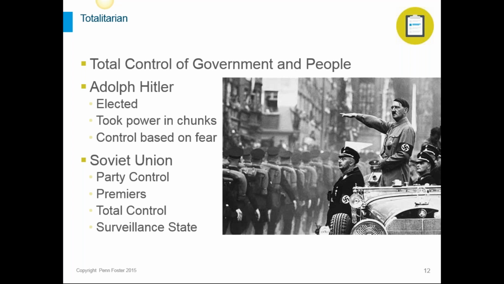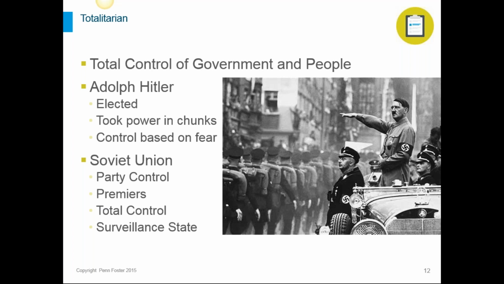And again, this has total control, and leaders or premiers like Joseph Stalin really established a surveillance state in which everyone feared being watched, and everyone who became an opponent of Stalin would be watched and then would eventually disappear, would be put into labor camps, would be killed by Stalin and his men. A great amount of fear was established throughout the Soviet Union, much like in Nazi Germany, under these totalitarian states.